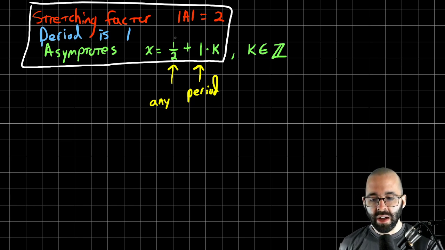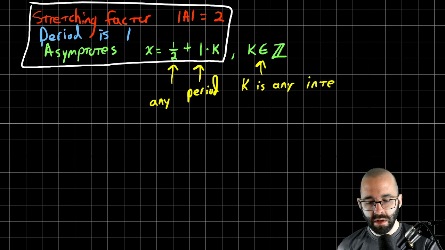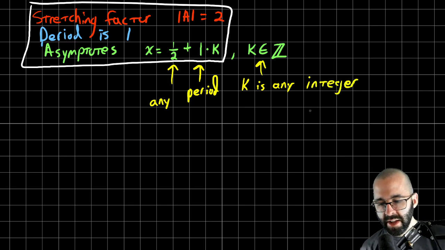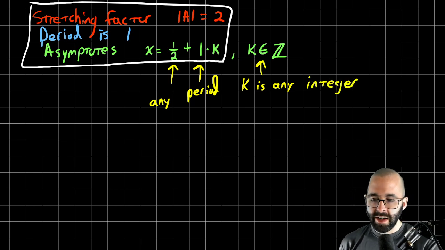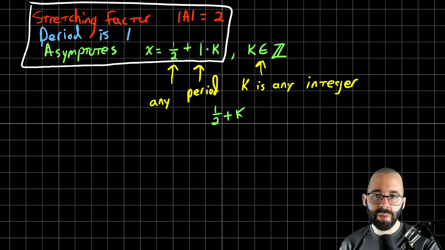This means that an asymptote is here, but we can add 1 period, we can add 2 periods, we can add 3 periods, whatever integer k is going to be. All right. That's what this means, and that's how you write it. It'd look a little nicer if you wrote it as 1/2 plus k. You don't have to write 1 times k, but I'll accept the 1 here. It's fine. I think it's a little clearer to have the 1 there.